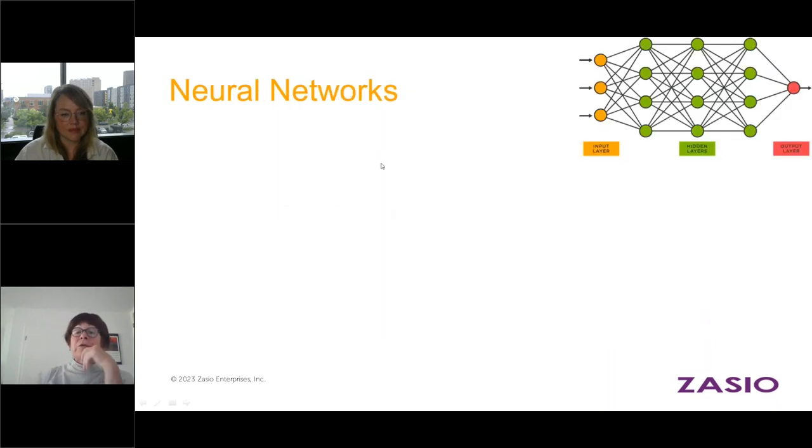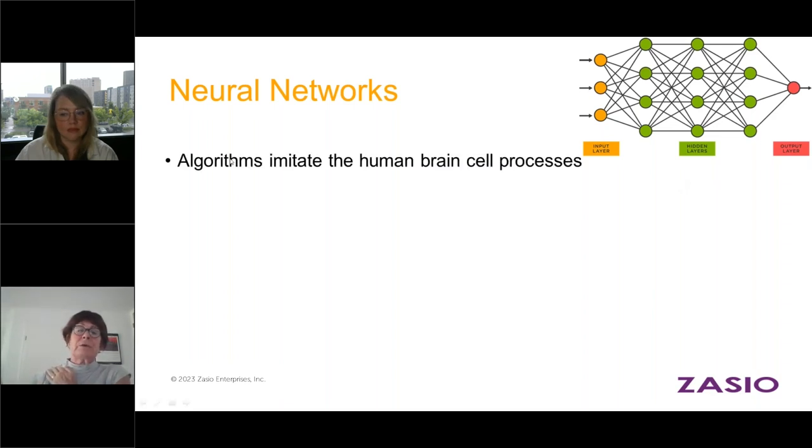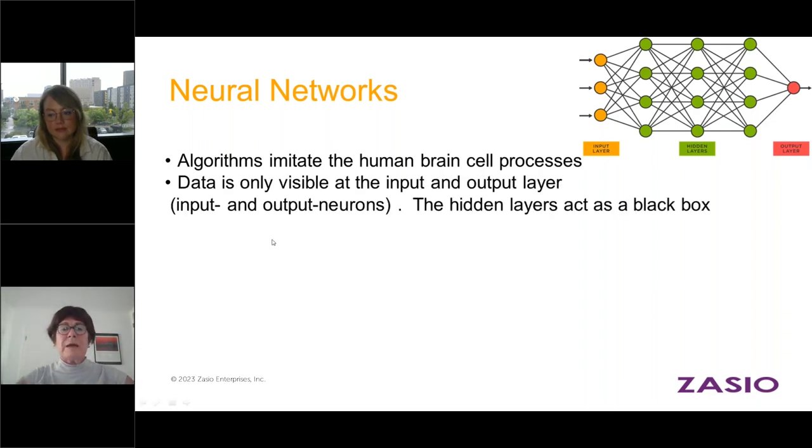So let's take a look at those neural networks. You see the graphic here. You have the input layer on the left, the output layer on the right, and in the middle is the black hole, the hidden layers. So layers, because it is an iterative process, it goes back and forth. What it tries to do is imitate the human brain cell process. You know that we also have not necessarily a sequential, but a back and forth and a very much interconnected way our synapses work in the brain cells.